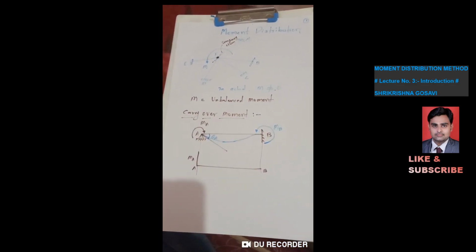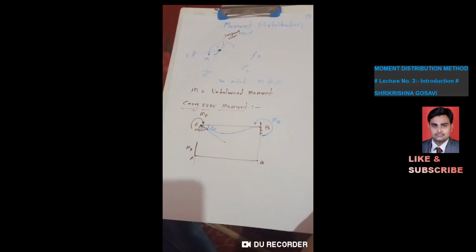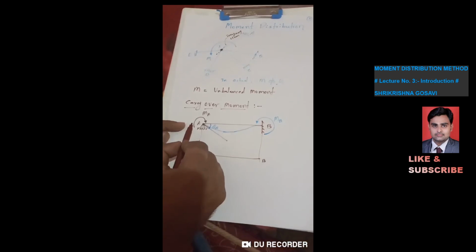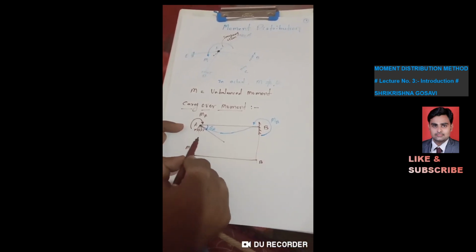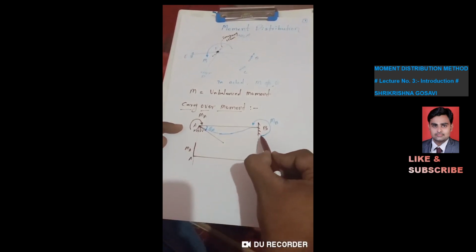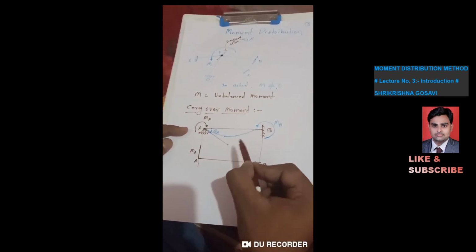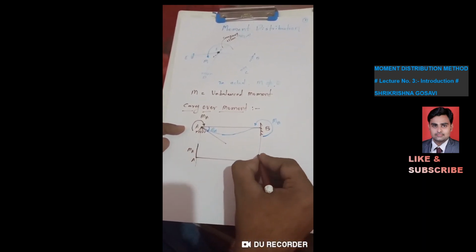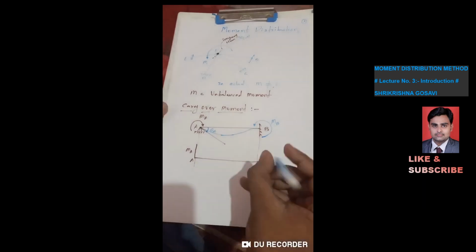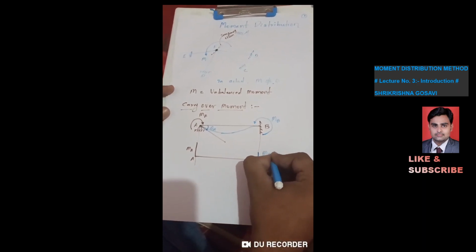Now actually what we want to do, we want to calculate the value of this MB. See the sign convention. Now this moment is in this direction, so it will try to sag the beam, and we have assumed MB also in the same direction. MB also tries to sag the beam. So this ordinate is our MA, and here I will take our second ordinate, and this ordinate is MB.